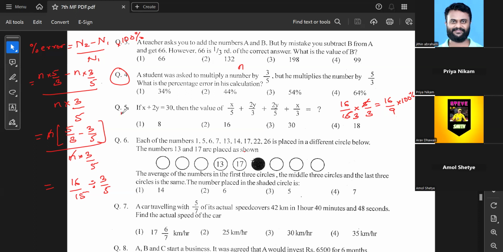Fifth question is pretty easy, so I am giving this as homework. You can group x plus 2y divided by 3 and x plus 2y divided by 5, and then add to find the answer.